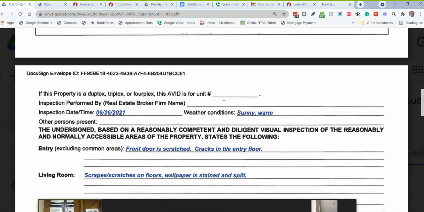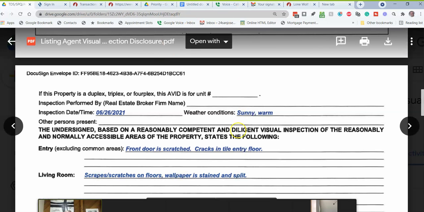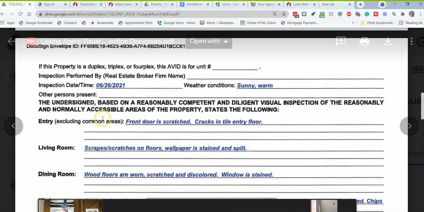But put in whether it is warm, sunny. What does that matter? Well, if it's raining, whatever, you would mention that. It might prevent you. Other persons present could be the buyers. Except if we're doing this for the seller, we're the listing agent. Let me keep my scenario straight. Then the seller might be there.